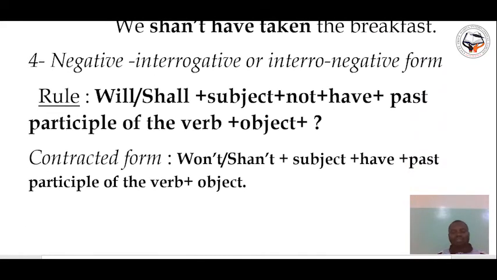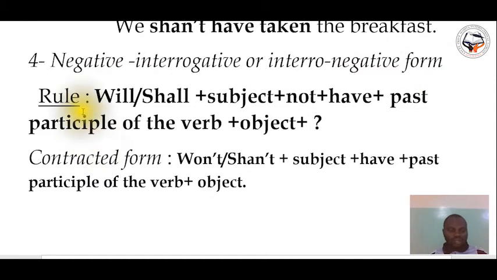Now we are going to move on to the negative interrogative form, or interrogative form. Okay? If you say negative interrogative or interrogative form, it is the same. Both of them represent the same thing. It is the same meaning.